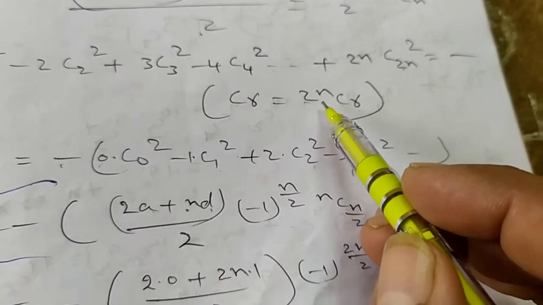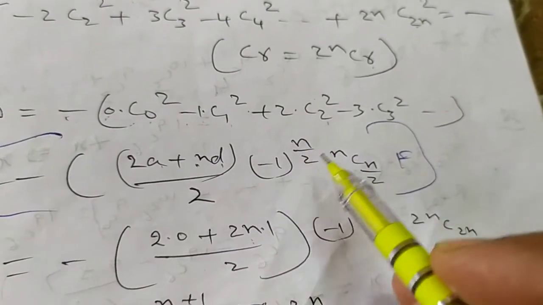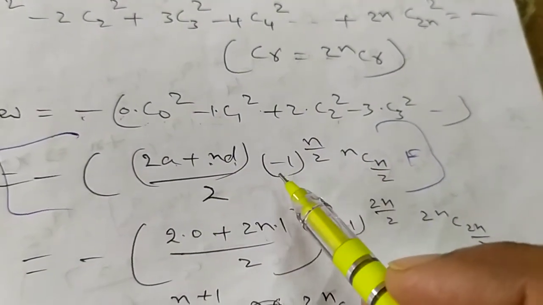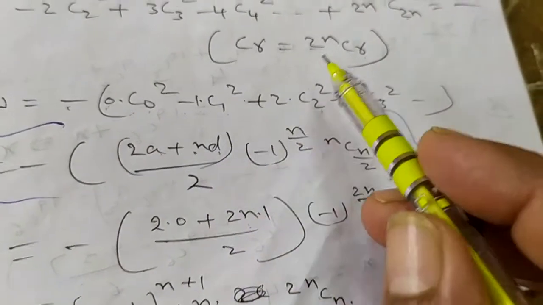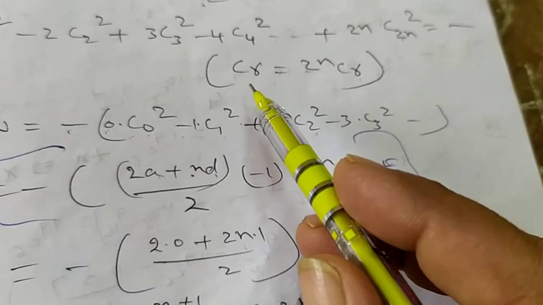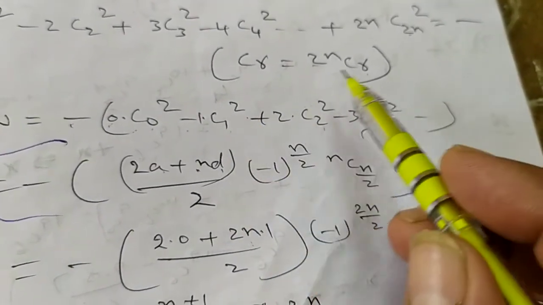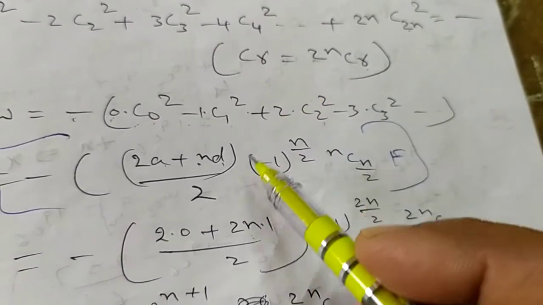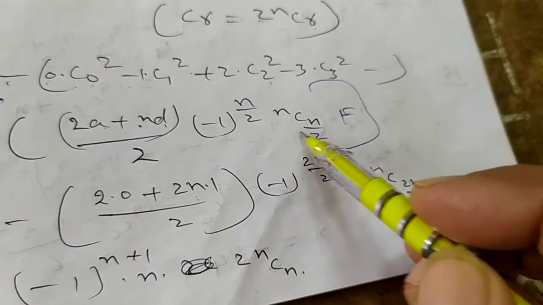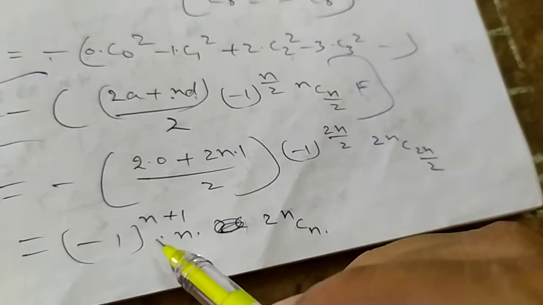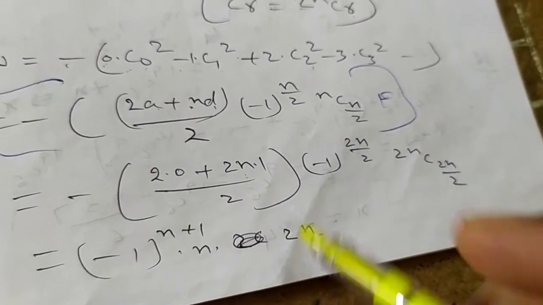2n is always even. So when even, the formula is 2a plus nd by 2 minus 1 whole power n by 2, ncn by 2. This formula. So clearly the value of a is 0, n value is 2n, because the actual Cr is nCr, but here it is given that Cr is 2nCr. So it means the value of n is 2n. So minus 1 whole power 2n by 2, 2nC 2n by 2. By simplifying we get minus 1 whole power n plus 1 into n into 2ncn.